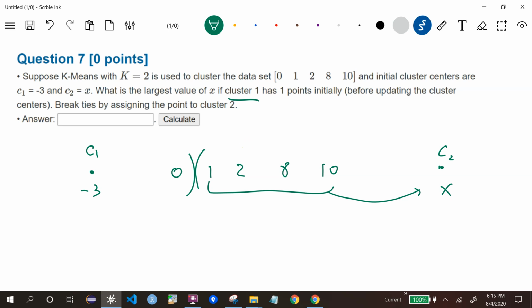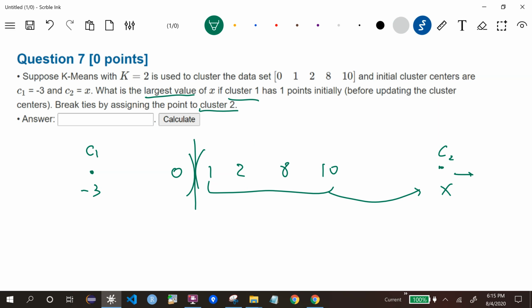So here the tie-breaking rule is assigning the point to cluster 2 if the point is equally distant from C1 and C2, and the question is also asking for the largest value of x. So x can be chosen such that the threshold is somewhere in between 0 and 1, but since we want it to be the largest, we want to move it to the right as much as possible.